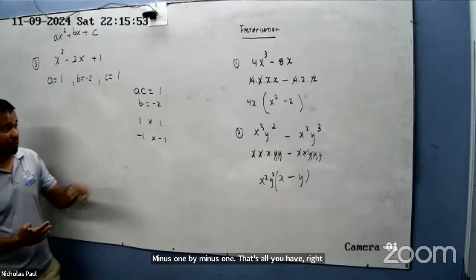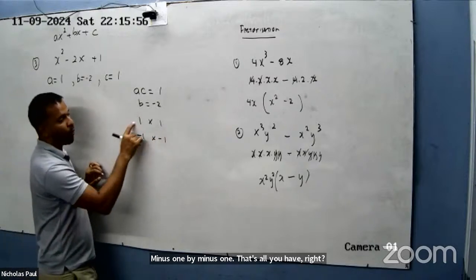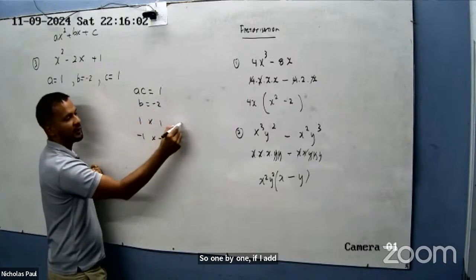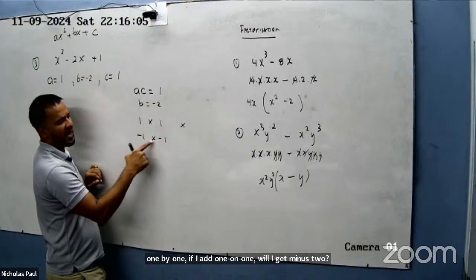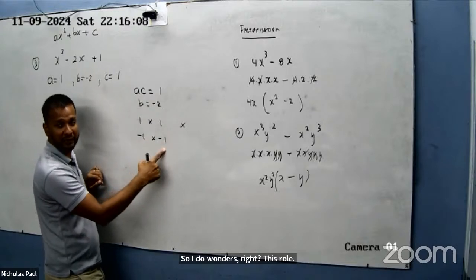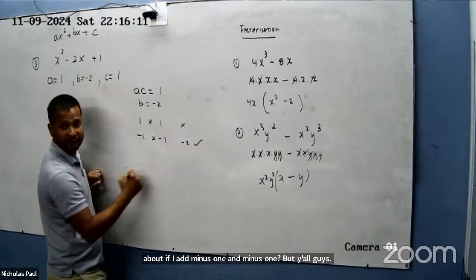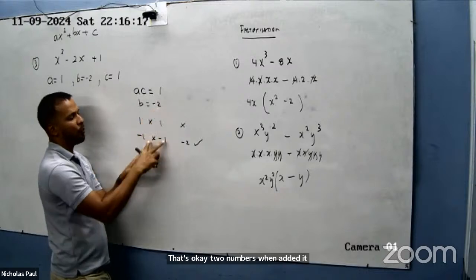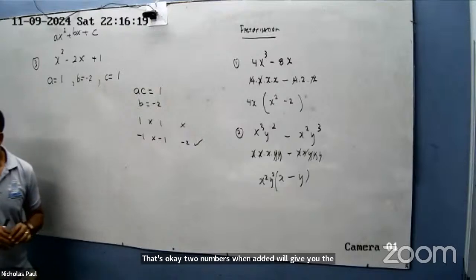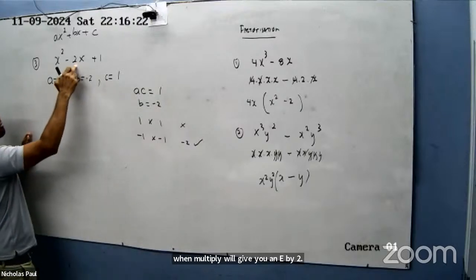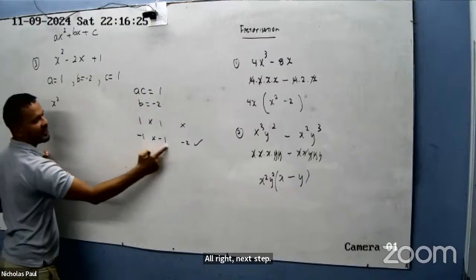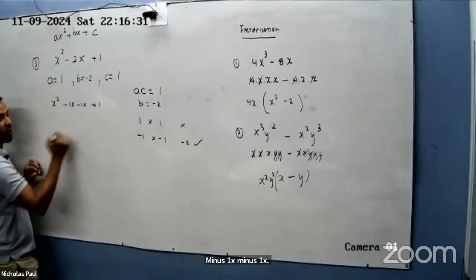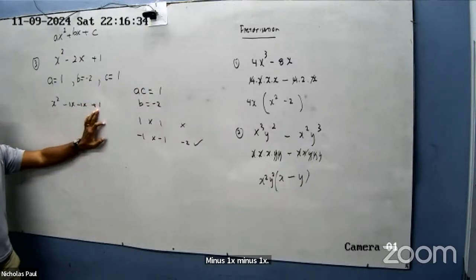That's okay? Always remember to change the signs, right? So 1 by 1, if I add 1 and 1, will I get minus 2? No, so I don't want this, right? This is wrong. What about if I add minus 1 and minus 1? What will you get? Minus 2. So I want this. That's okay? 2 numbers that when added will give you b, and when multiplied will give you a by c. All right? Next step, take off minus 2x and write these 2 numbers instead: minus 1x, minus 1x, and write your plus 1. Right? Don't forget the plus 1.